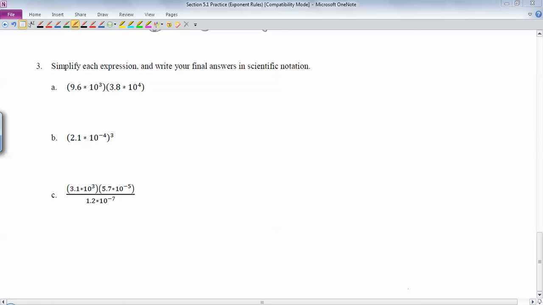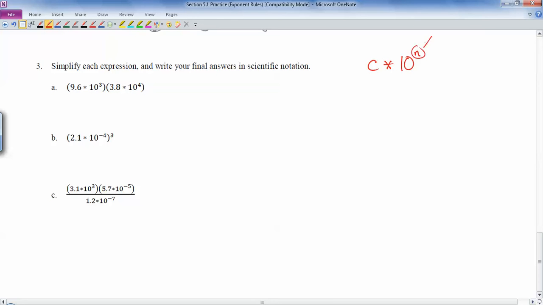Okay, so let's wrap up the section 5.1 handout, number 3, which is about scientific notation. We need to simplify this stuff. Let's take a look at the first one. And remember, scientific notation is some number times 10 to the some other number.